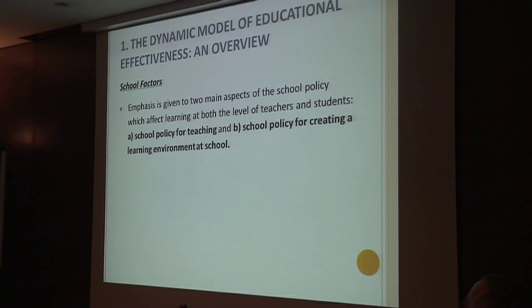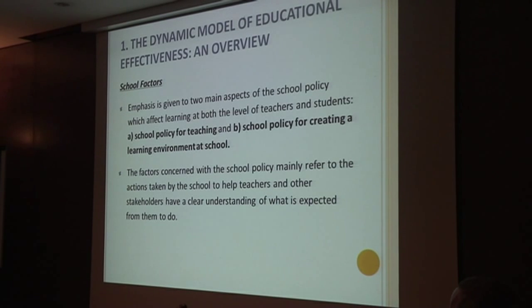In the transparency, you can see that we examine basically 2 aspects of school policy: school policy for teaching and school policy for creating a learning environment at school level. So looking at how you improve the school learning environment. And why only these 2 aspects of school policy? Because these are directly related with the learning that takes place inside the classroom and outside the classroom.